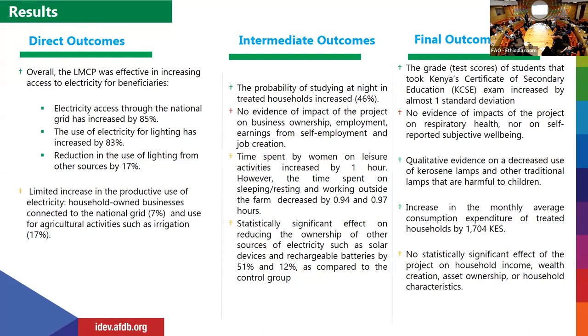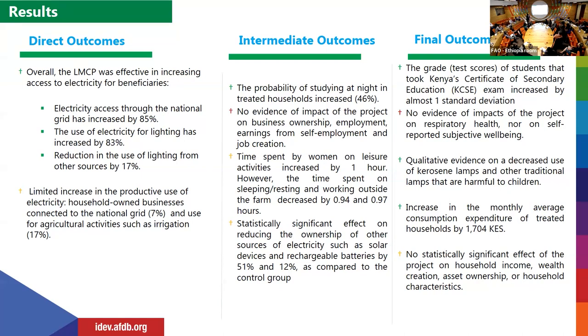But there is one important result which should be noted here. So limited increase in the productive use of electricity, which was actually supposed to be the main outcome of this particular project. So households owned businesses connected to the national grid 7% and use of agricultural activities such as irrigation by 17%. So the limited increase in the productive use of electricity was largely due to the cost of electricity, which is actually very high, preventing households from using electricity, which they have access to, for productive purposes, which could actually increase their household incomes and consumption.